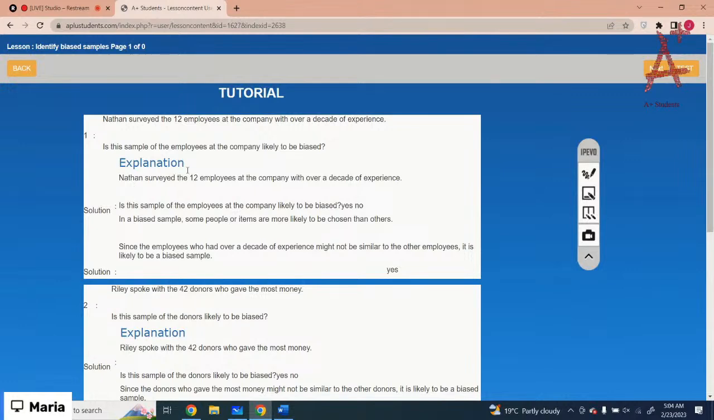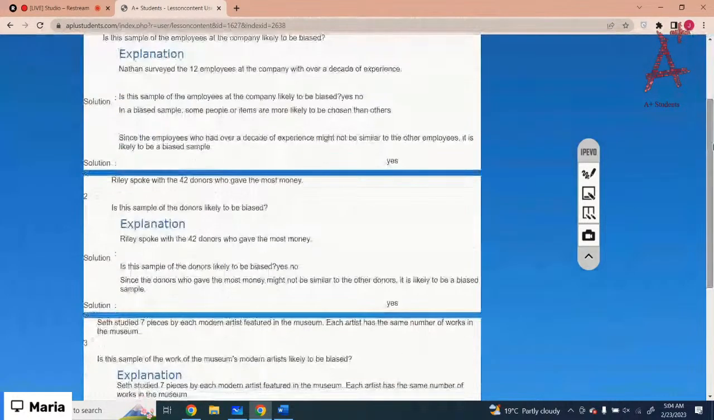Okay, the next one is Relay spoke with the 42 donors who gave the most money. So is it biased? Yes, it is biased. Got it? Because he chose 42 donors that are not similar to the others. They gave the most money. Got it?